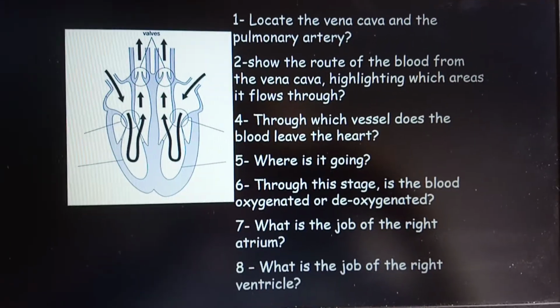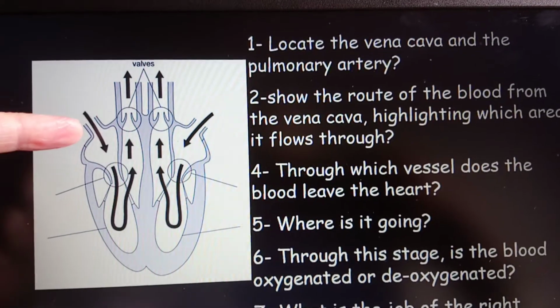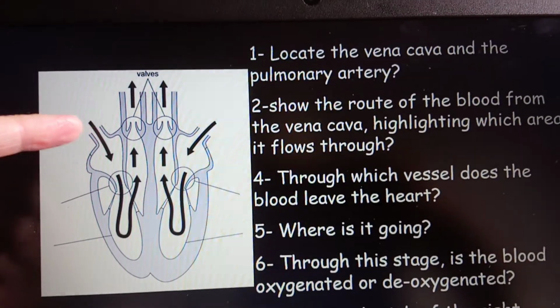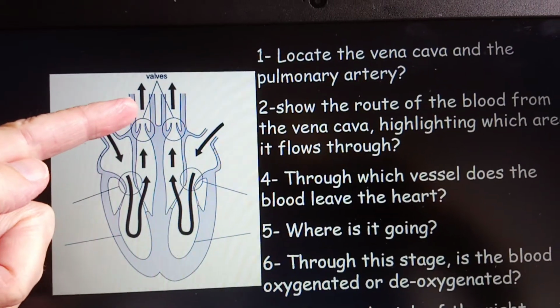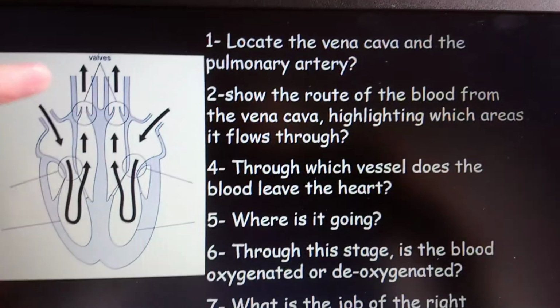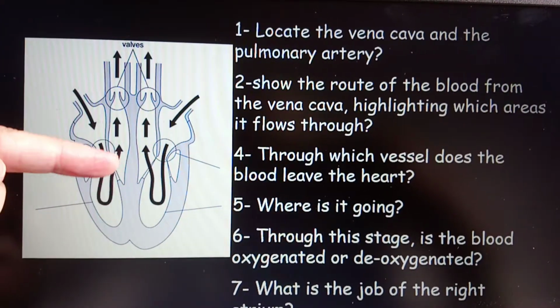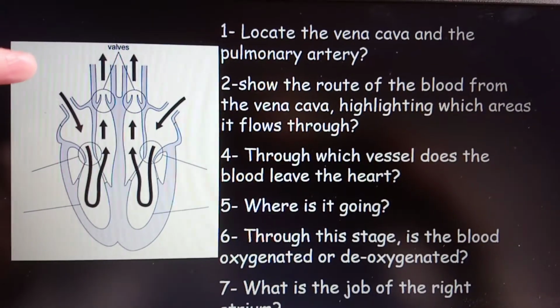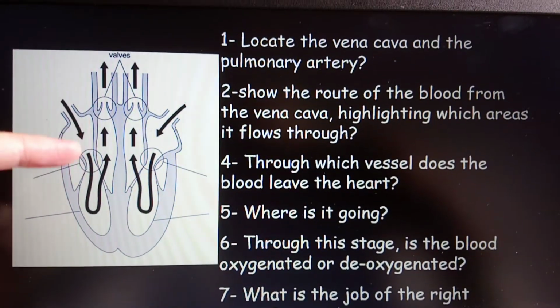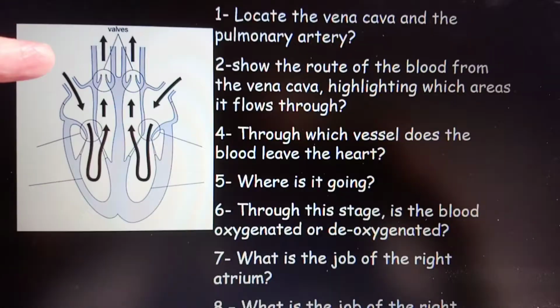Okay. The vena cava, locate the vena cava, the big blood vessel coming in here, found it there. Pulmonary artery, here, blood vessel leaving the heart. The route of the blood, well, it's all nicely got arrows for you. Hopefully you've coloured yours in blue. It comes in and out the way like that. It flows through vena cava, right atria, right ventricle, pulmonary artery, up and out.